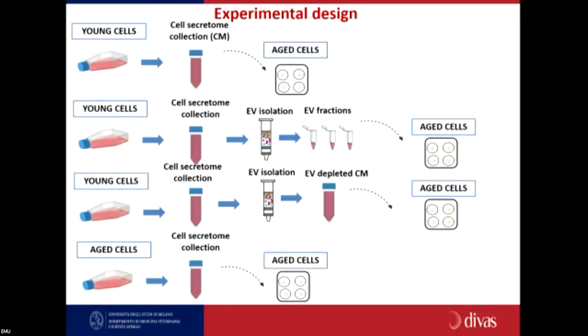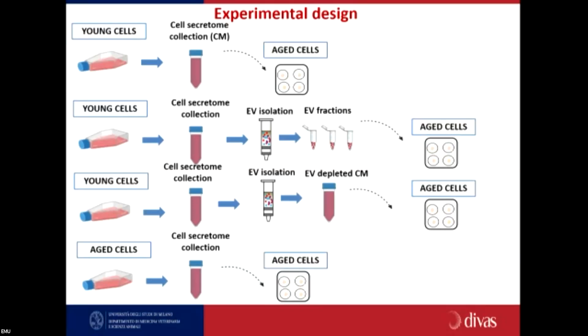So our experimental design was to use young fibroblasts. So young fibroblasts were fibroblasts obtained from young patients with the age between 30 and 35 years old. We culture them and we collected cell secretome to use as a treatment in aged cells. Aged cells were fibroblasts obtained from centenarian patients.